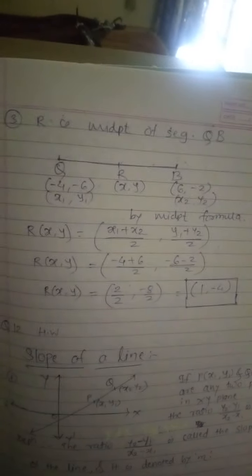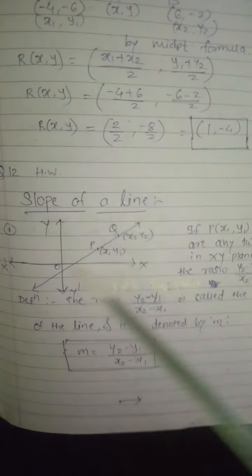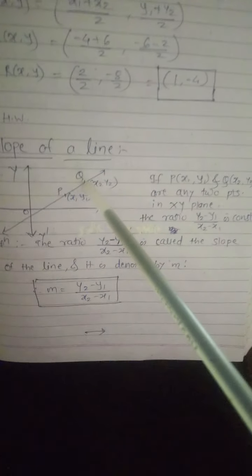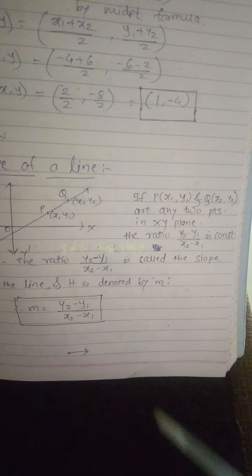So this is all about the section formula, midpoint formula and centroid formula. Now the last concept from this chapter, that is the slope of a line. First see the figure. We are given the two coordinate axes, x axis and y axis, and suppose this is a line and 2 points lie on this line, that is P(x1, y1) and Q(x2, y2).